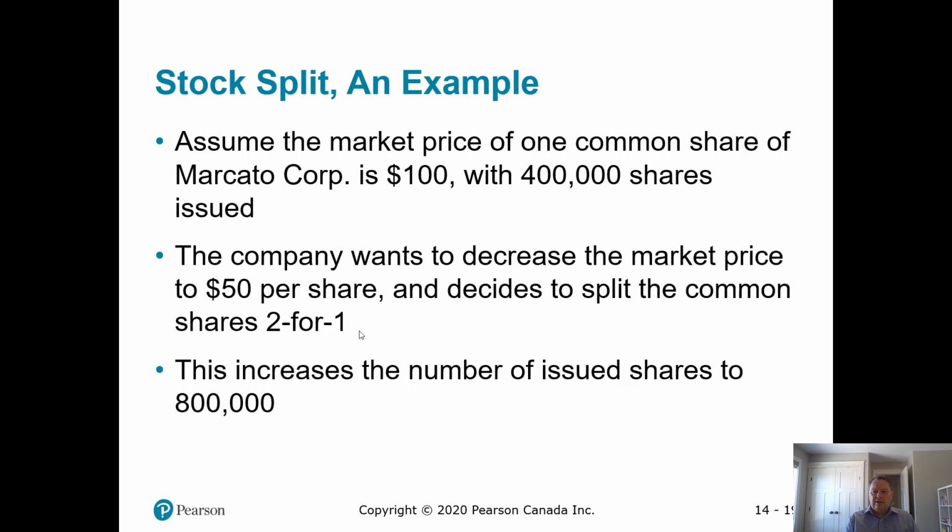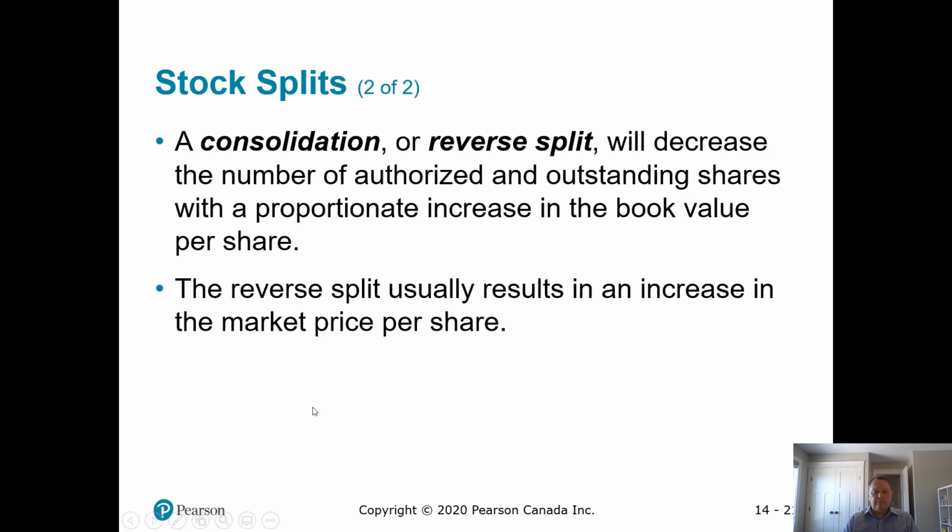So if Tesla actually split their stock so you got 10 shares for 1, then the price should fall to $73 a share. In this case, because they're splitting 2 for 1, the 400,000 shares that were originally issued now become 800,000 shares.